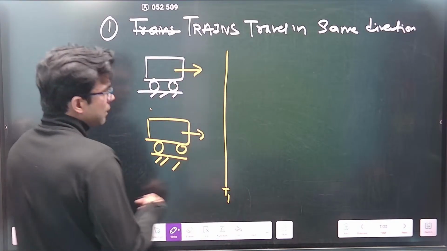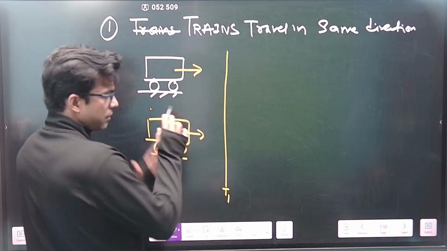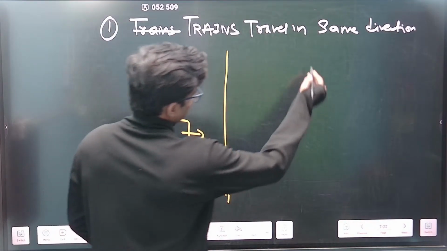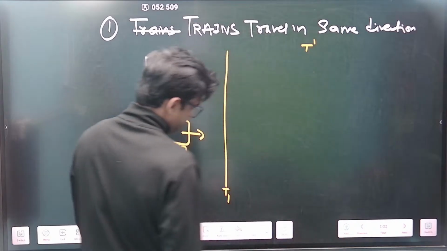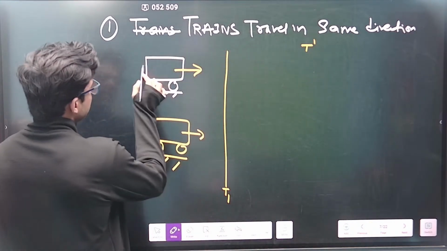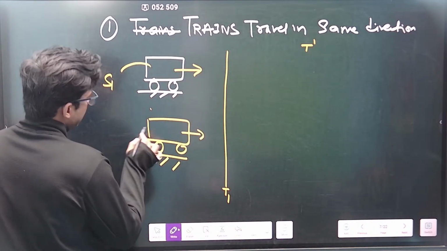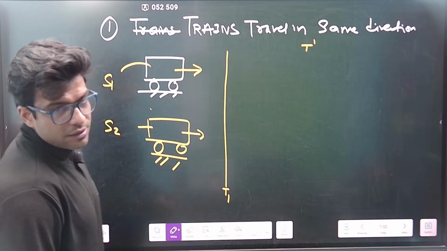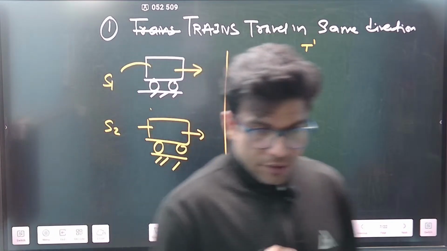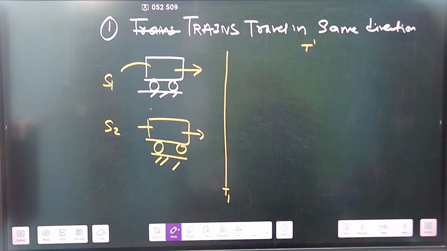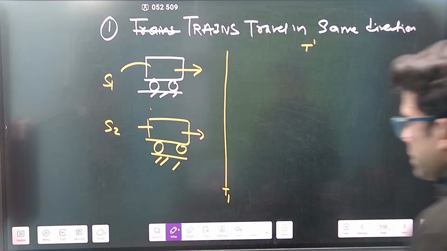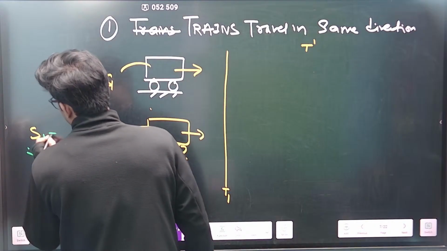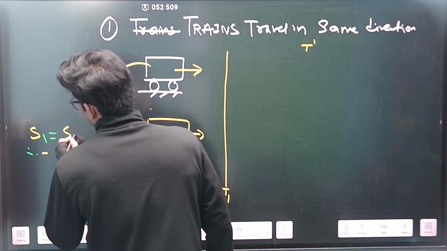At one instant of time T1, the train travels from here to this line, and suppose there was a time T dash. Let us say that the speed of this train is S1, and the speed of this train is S2. Then try to understand, guys: if I don't say that S1 is equal to S2, what will happen? If I say S1 is equal to S2, what will happen?